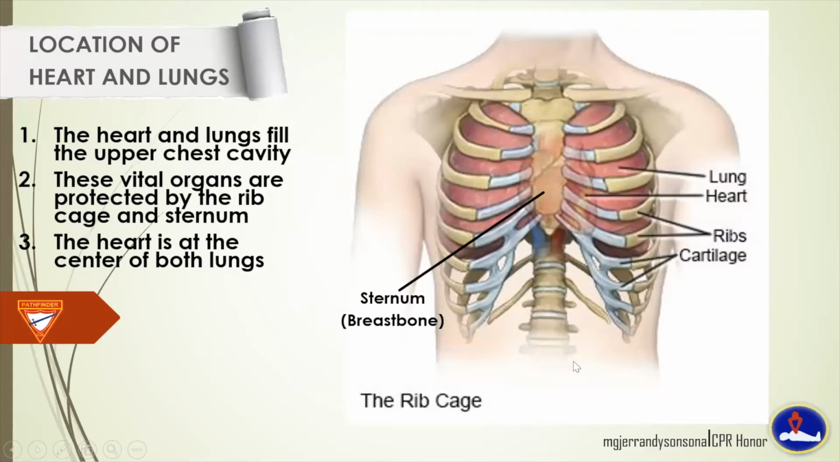It is very important to know this location, especially the sternum, because it is the exact area where you will do the chest compression. So this is the sternum here, on which you will place your hands in doing the chest compressions. Now you know the location of the heart and lungs exactly. This is very important.